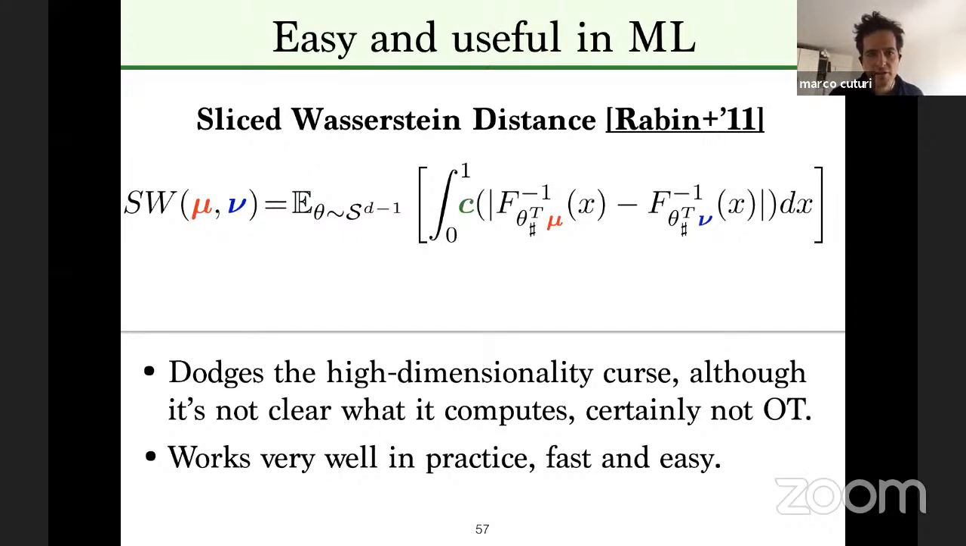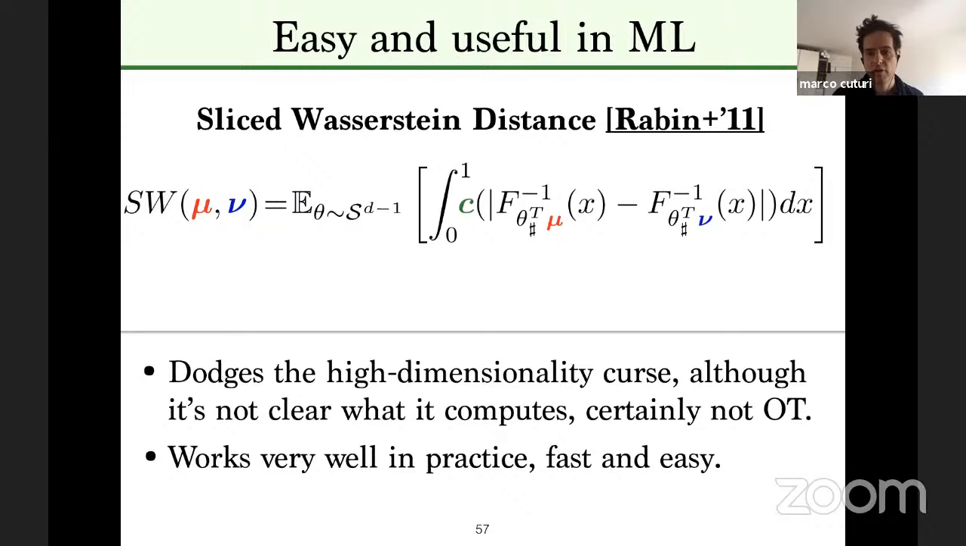So theta here is going to be a vector on the sphere. I'm just going to project the measures randomly onto a line, and I'm going to look at the distribution of the values that I get out of those projections. And then I'm just going to compute the standard Wasserstein distance, or optimal transport, between those two measures, when they are projected on the line. And then I'm going to average this over several possible directions.